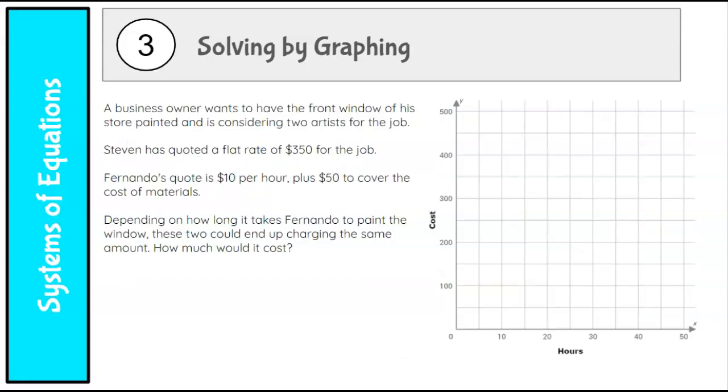And let's look at an application of systems. A business owner wants to have the front window of his store painted and is considering 2 artists for the job. Stephen has quoted a flat rate of $350 for the job. Fernando's quote is $10 per hour plus $50 to cover the cost of the materials. Depending on how long it takes Fernando to paint the window, these two could end up charging the same amount. How much would it cost at that point?